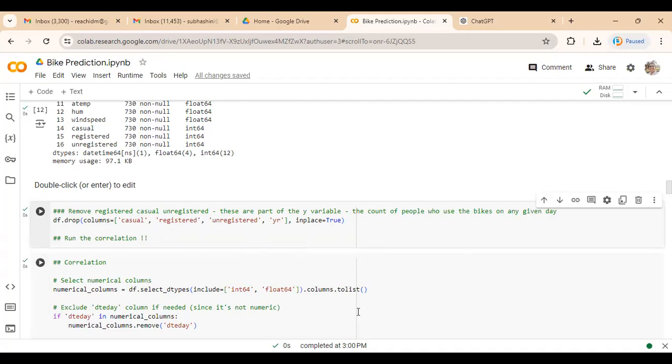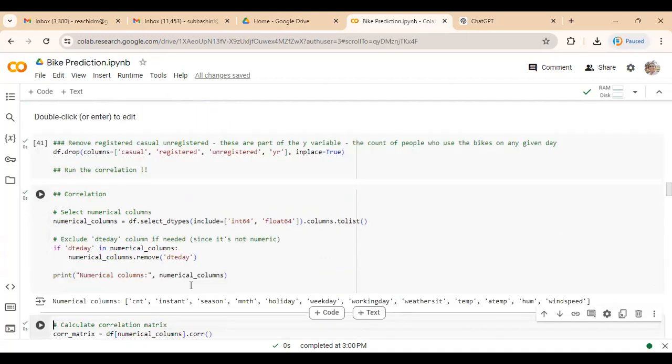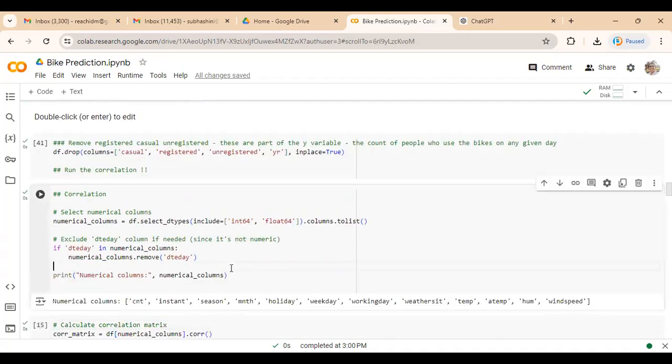So then what we want to do is to run the correlation. You will have the code already for the correlation from the earlier data. And one of the things we want to do is to remove anything which is non-numerical.